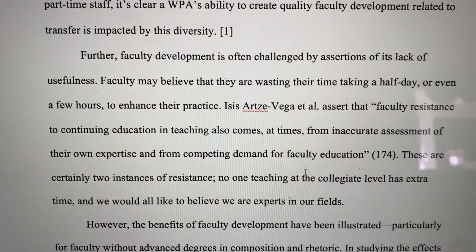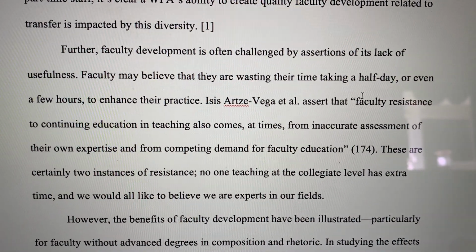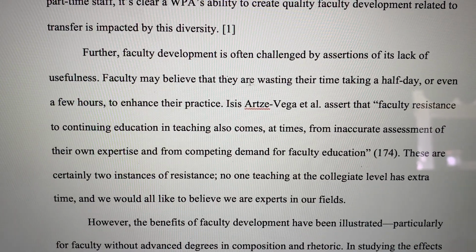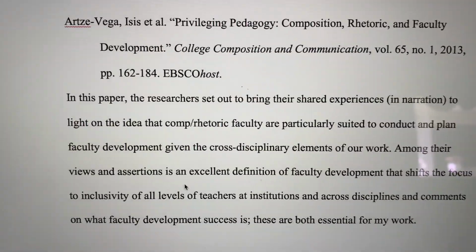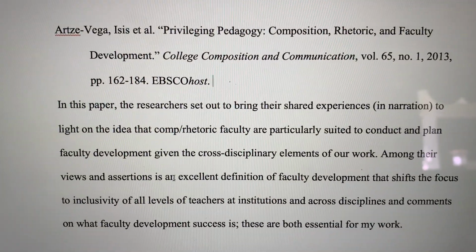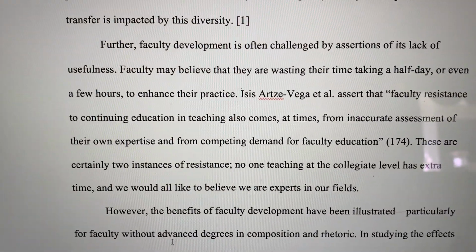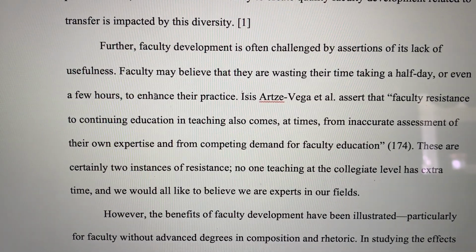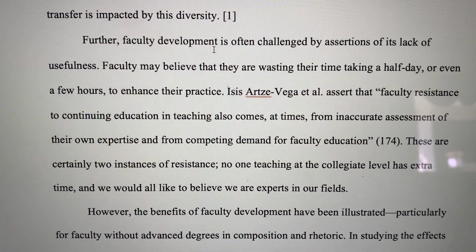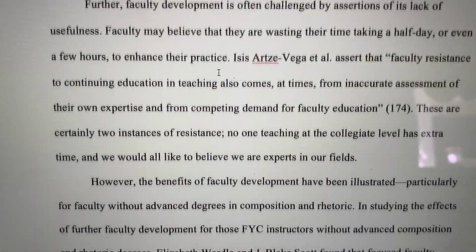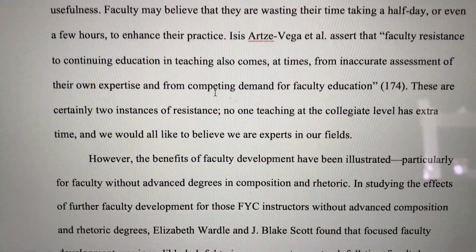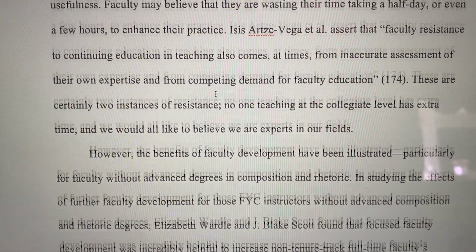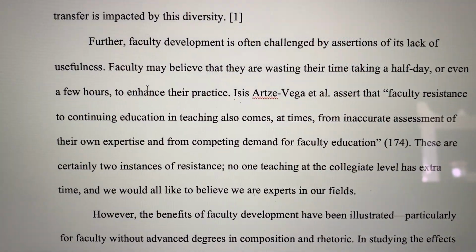But when we look back, Ortiz Vega et al. assert, and faculty members, all of this information is really coming from this annotated bib. And it's just been contextualized, right? Faculty development is challenged by assertions of lack of usefulness, and then we get more information about that, and we get that citation.